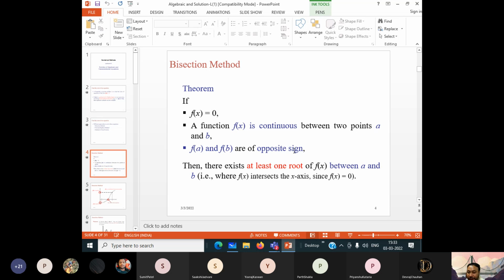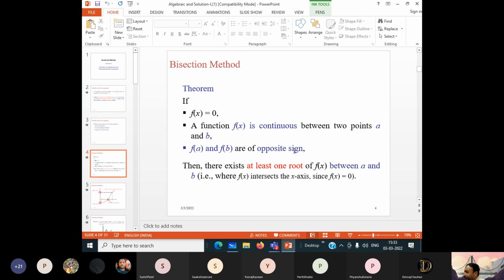Okay. Now, at present, if f of x is equal to 0, if f of x is continuous, and if f of a and f of b are opposite in sign, then there exists at least one positive and real root.